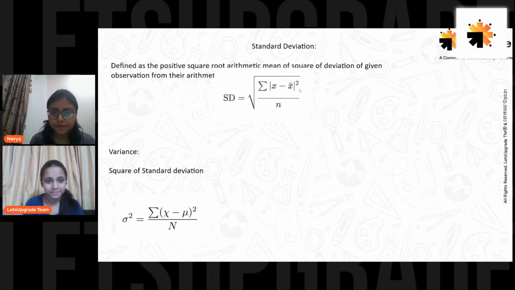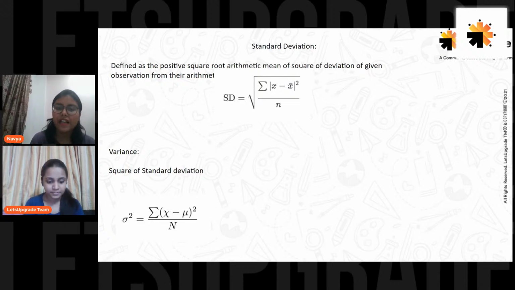See, this is your x, that is your number of observations. Suppose I'm giving you some data like 5 4 3 2 1, so a total of 5 numbers are there. What you have to do is first find the mean of that. This x bar is basically your mean. Whatever mean comes, you have to deviate from it, meaning you are subtracting it from your numbers.